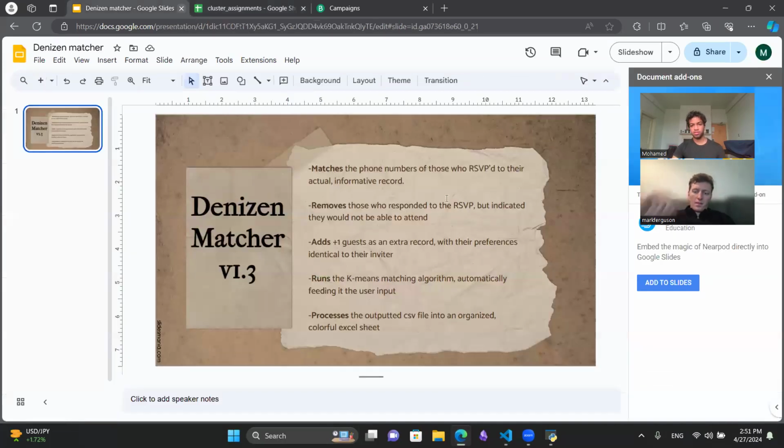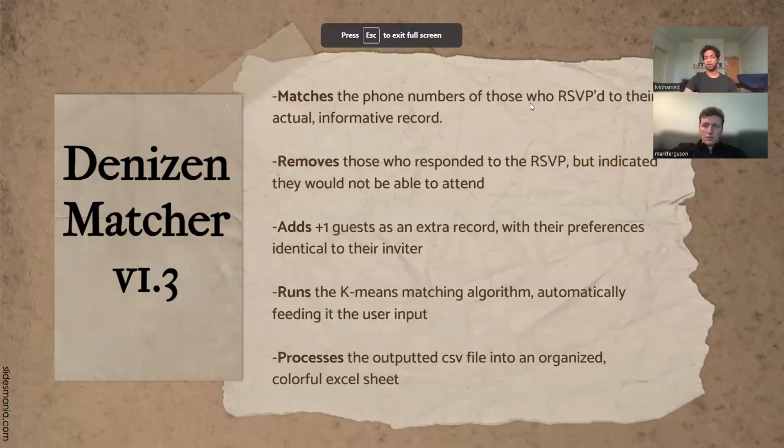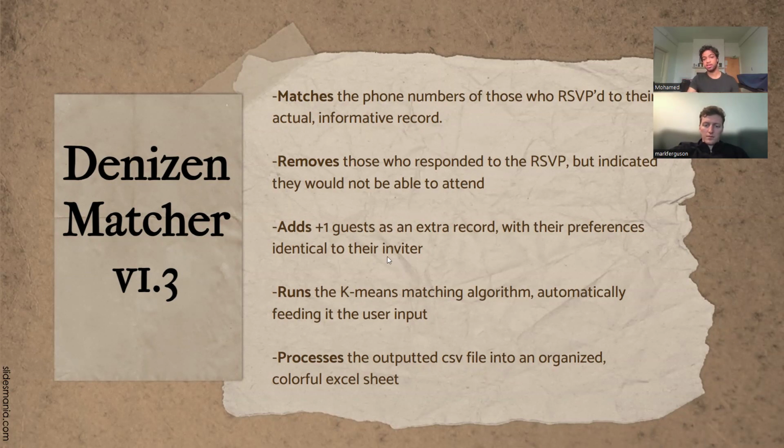A little more on what this does on the back end. This matches people who RSVP to their actual records and it handles all of the pre-processing of the data that we would have otherwise done. It removes the people that responded to the RSVP but said that they wouldn't be able to attend, and it adds the +1 guests. We said that we're not going to include that last time, but thankfully we were able to. So +1 guests are separate entries that have the name guest, but they have all the preferences of the person who invited them. And this is a middle ground solution because we don't have access to the guest's questionnaire answers. They've never filled the questionnaire.